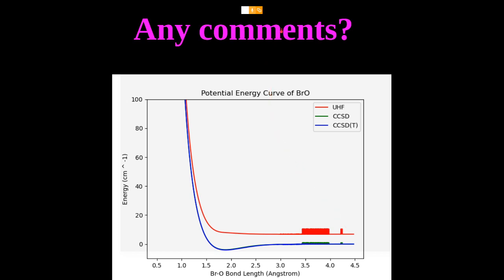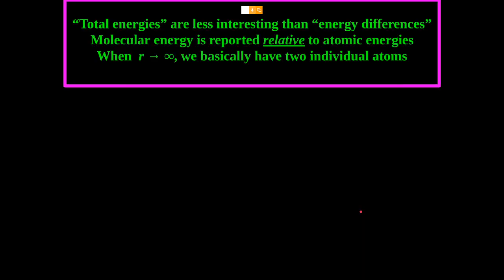Here I asked for any comments, and you gave me the comment: the CCSD and CCSD(T) calculations seem to be going to the correct asymptote of zero. UHF seems to be going to a much higher asymptote.